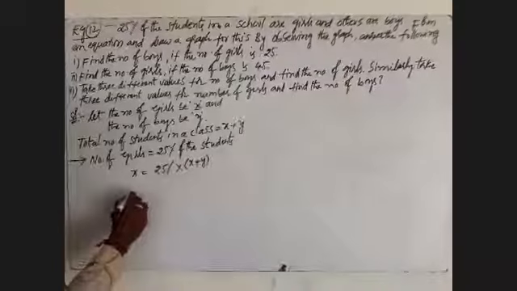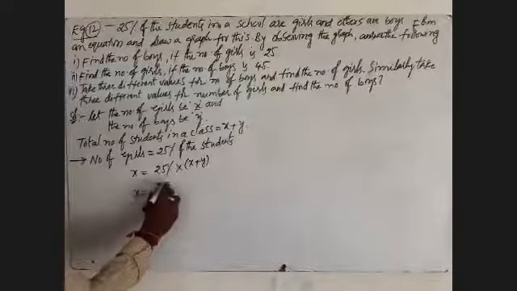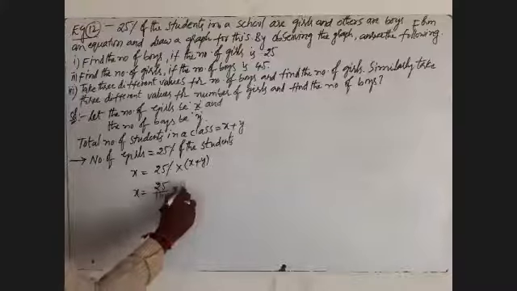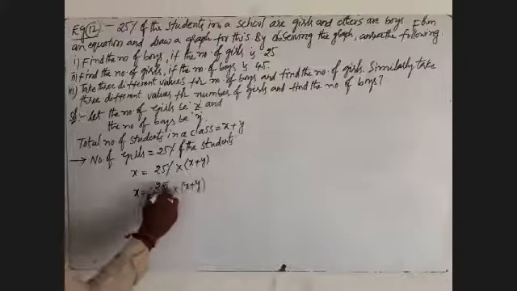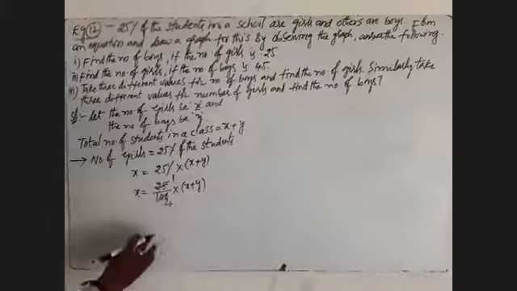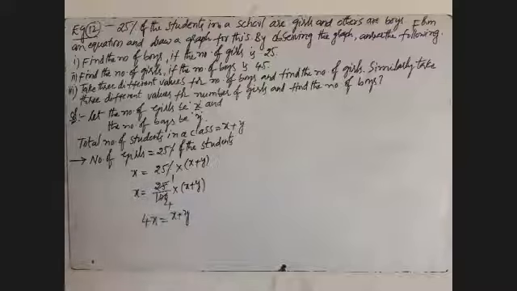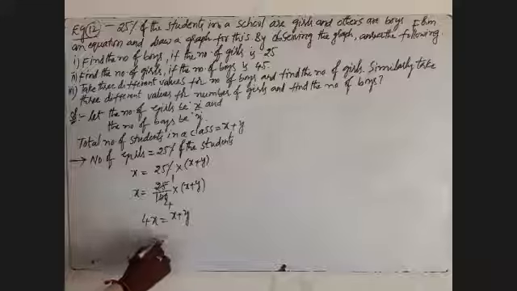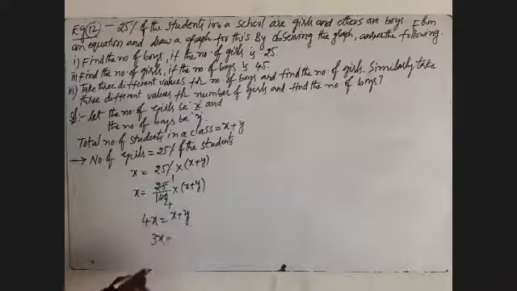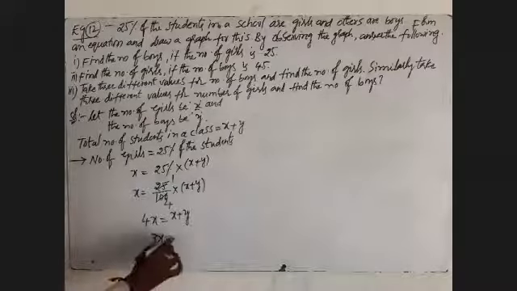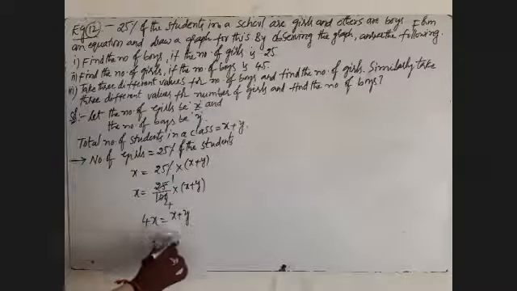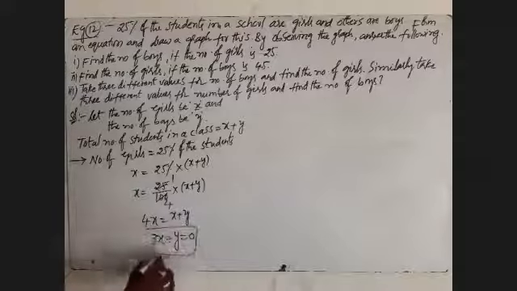I will write X is equal to 25 by 100 into X plus Y. 25 ones are 25, 25 fours are 100. 4 into X will become 4X. 4X is equal to X plus Y. Taking X to this side, I will write 3X is equal to Y, or 3X minus Y is equal to 0. This is the given equation.